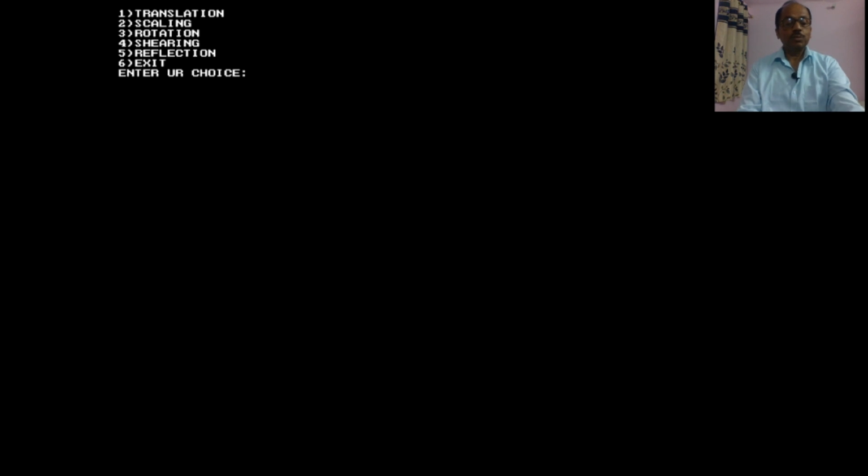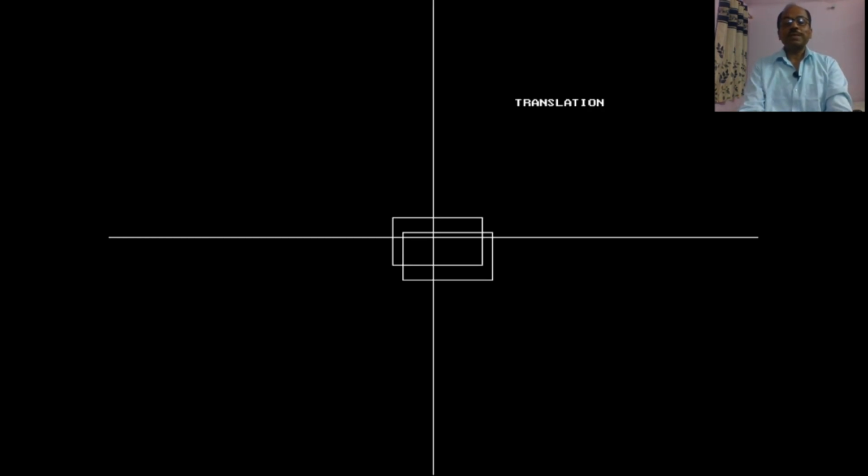So, let us do translation first. For translation, we require the translation factor. So, let us input 10 and 15. We will see on screen that the original image has been translated. I think it is visible to you all. So, this is the way by which we enter a translation factor by which we have to translate the original image object.